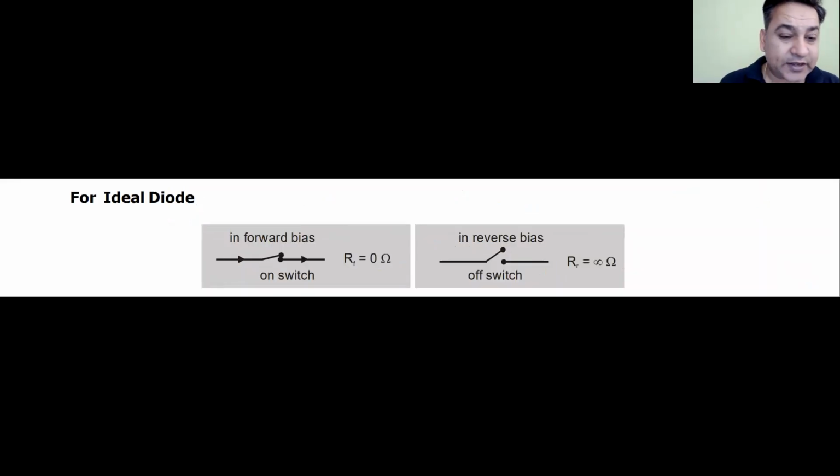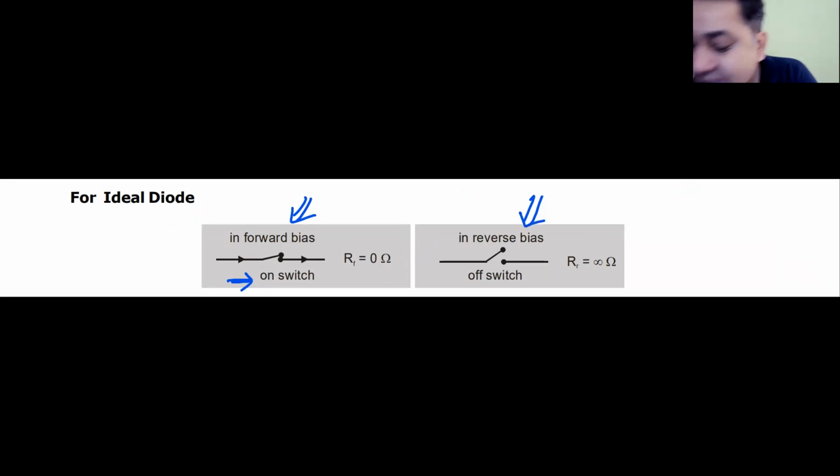And therefore, we can use this diode as a switch. When the diode is forward bias, the switch is on. It can conduct current. It can allow current to flow. When the diode is reverse bias, it is off, because current cannot flow, so it is behaving just like a switch. Do we understand this?